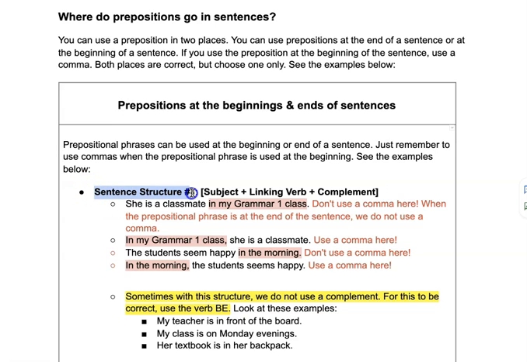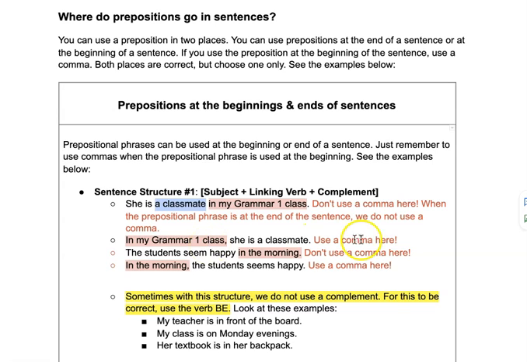Let's pay attention to sentence structure 1 to start. Now, we know sentence structure 1 is using a linking verb. This means that the linking verb is doing what? It's giving information about the subject. So we use sentence structure 1 when we talk about and focus on the subject. For example, if you look at this sentence here, she is a classmate in my Grammar 1 class. We are talking about she, the subject. She, then we have the verb be, linking verb, and then we have a noun here.